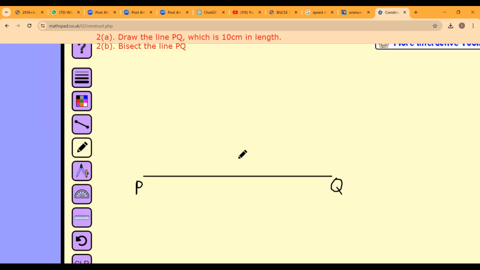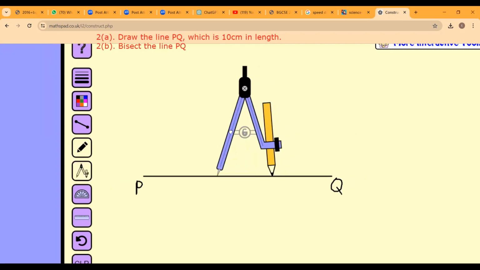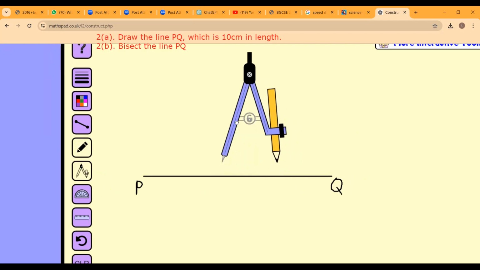All right. Now, in order to bisect this, Tegan, where do we need to put our compass point? At which point? Point P, very good. Paul, where do we need to put our compass? At which point?